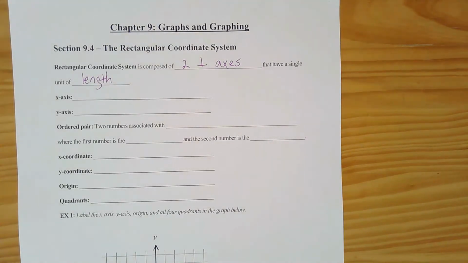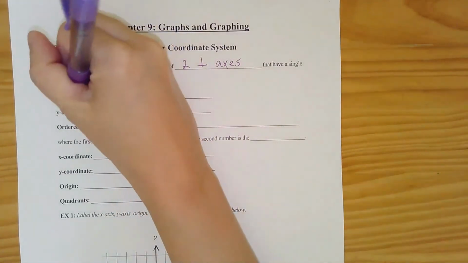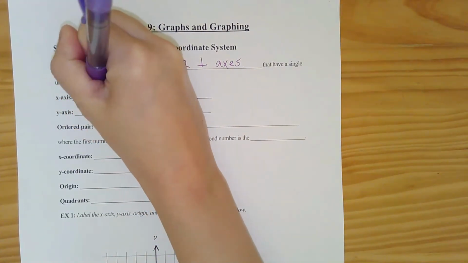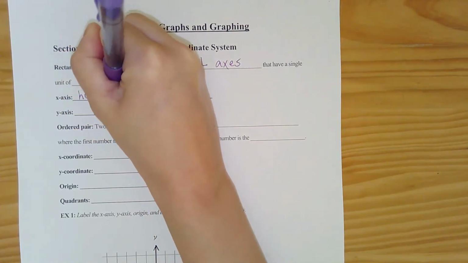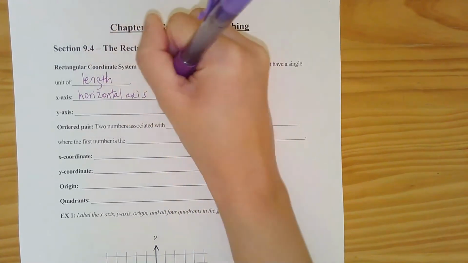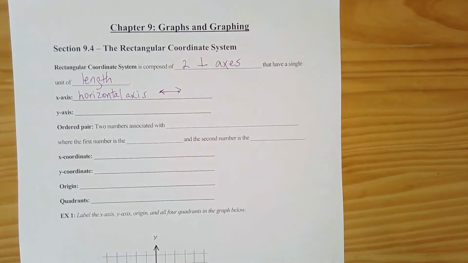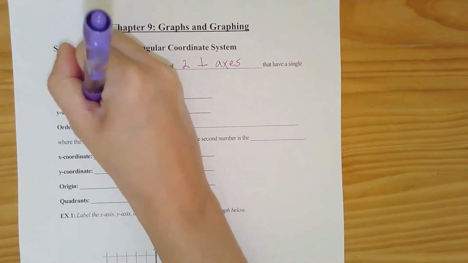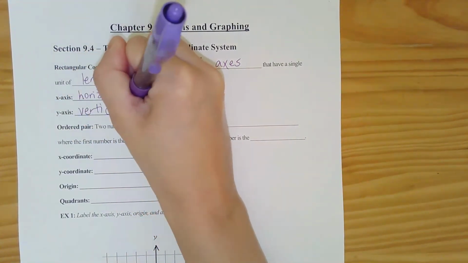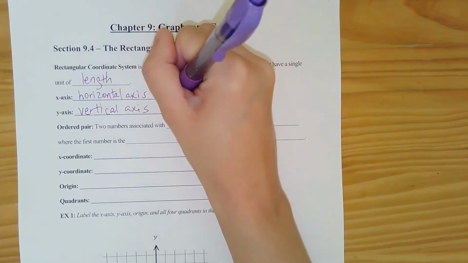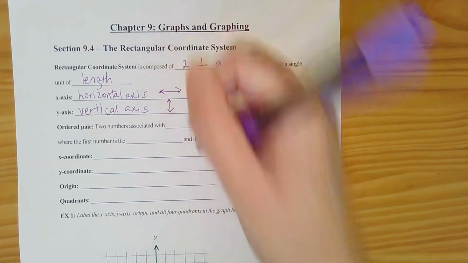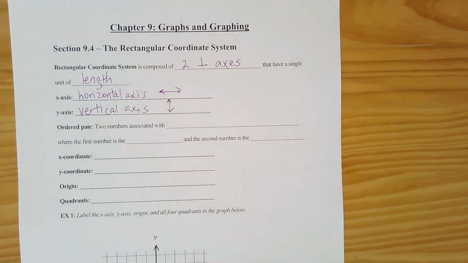Okay? Those two axes, we have the x-axis and the y-axis. So the x-axis is my horizontal axis. Horizontal means it goes this way, okay, kind of left to right. The y-axis is my vertical axis. So vertical, that's the up and down one, okay? So you have a left-right horizontal axis and an up and down vertical axis.